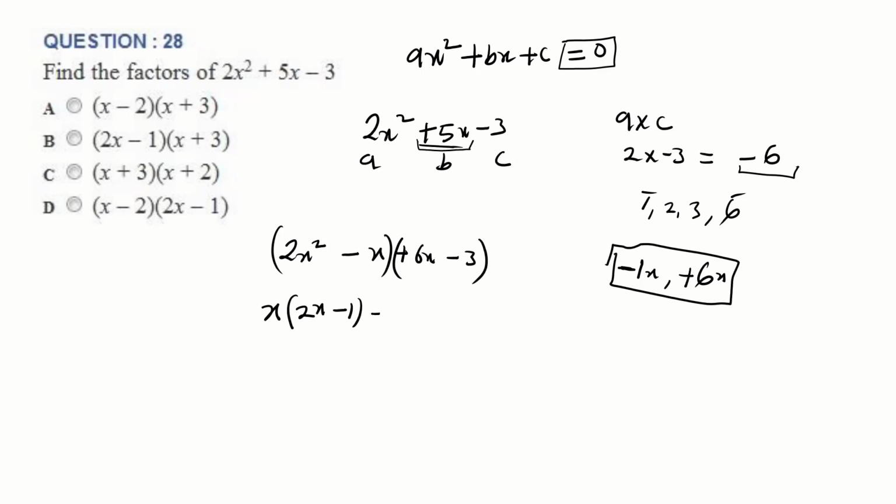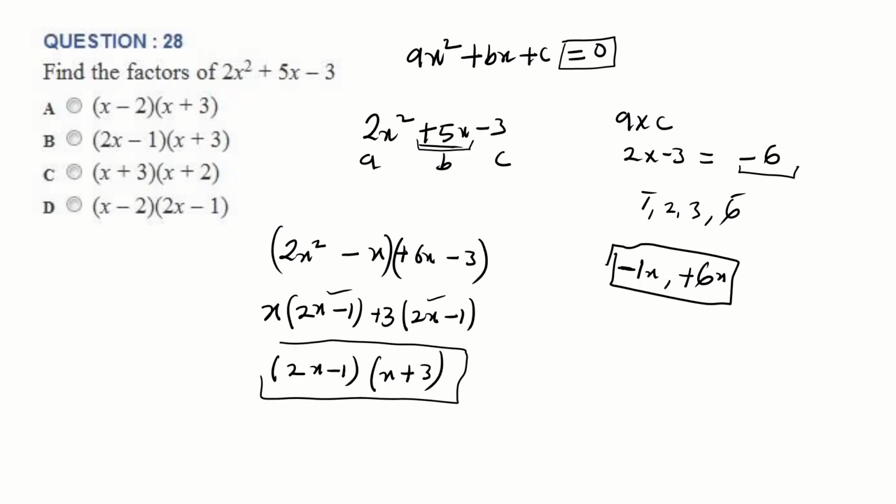In this case, 3 is common in the second pair, so this is plus 3 times 2x minus 1. We must have the same thing inside the bracket, which is 2x minus 1. We pick it once and write the outer expressions, which is x plus 3. So the factors of the expression 2x squared plus 5x minus 3 are 2x minus 1 and x plus 3, and that is option B.